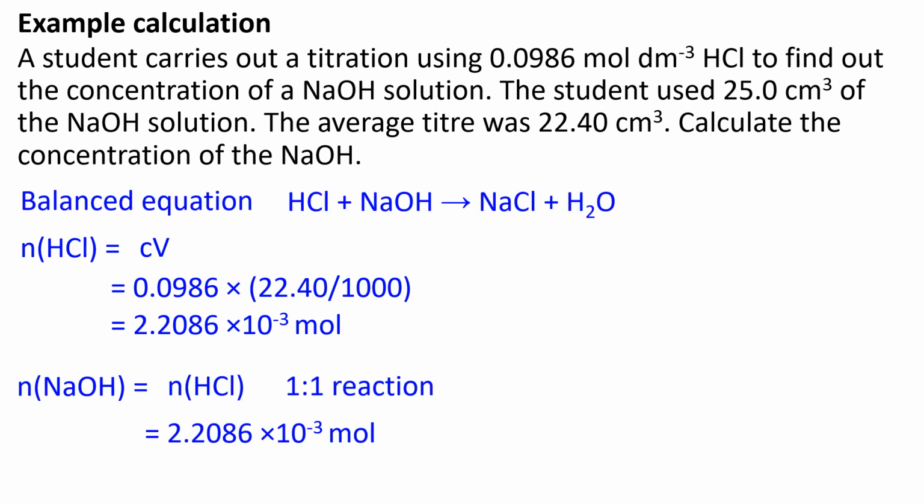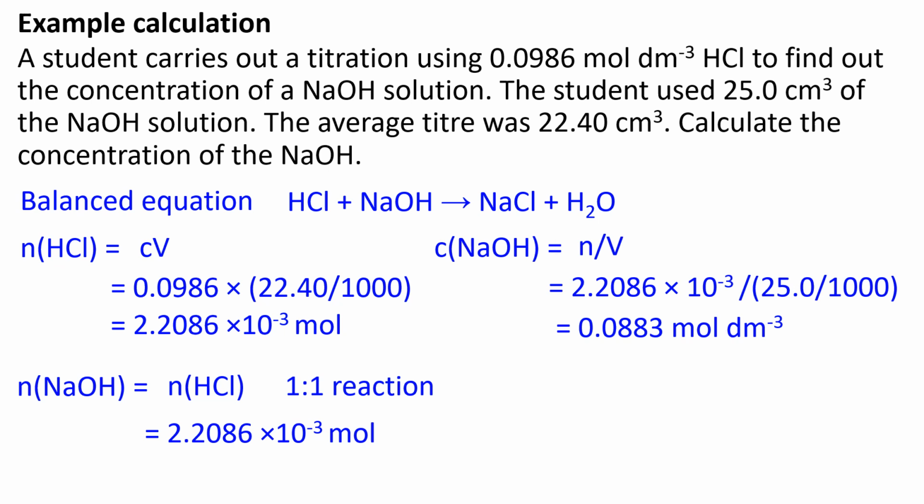The balanced equation shows that this is a 1-to-1 reaction. 1 mole of sodium hydroxide reacts with 1 mole of hydrochloric acid. At the point of neutralization, the amount of sodium hydroxide is equal to the amount of hydrochloric acid.